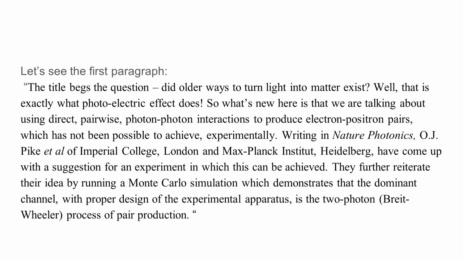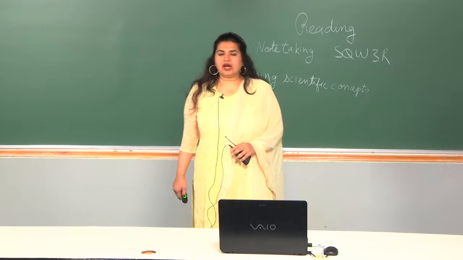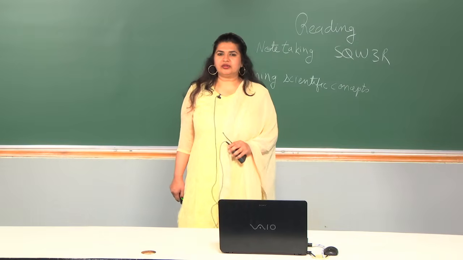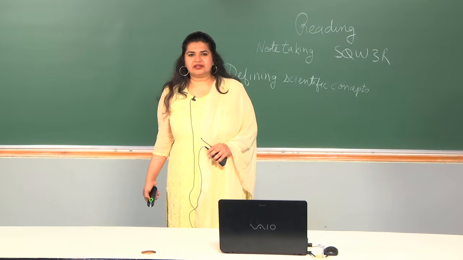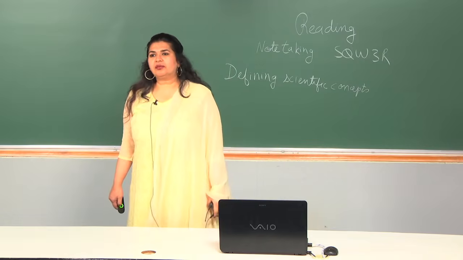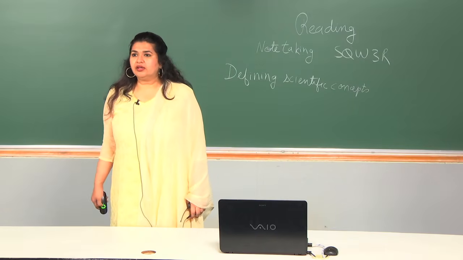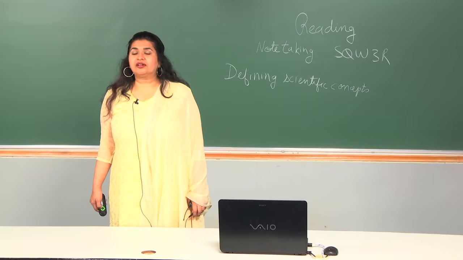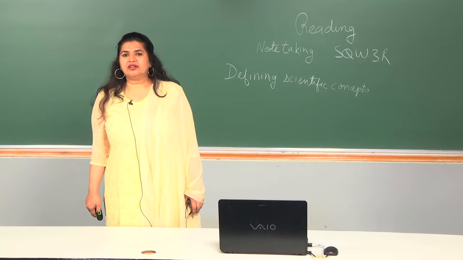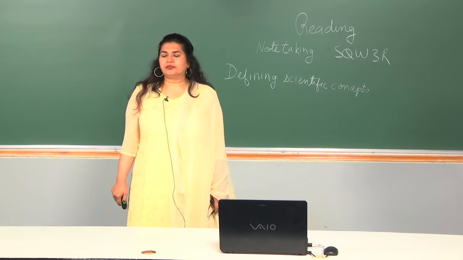I would like you to write some of the key ideas in bullet points. Okay, this is your activity. Now, how do we do that? If you have been able to do it, good, but let me suggest some techniques. So, from the title itself, what do we learn? We learn that it is about a new way to turn light into matter. Think what were the old ways. This is important. What were the old ways? What innovation is the writer talking about?